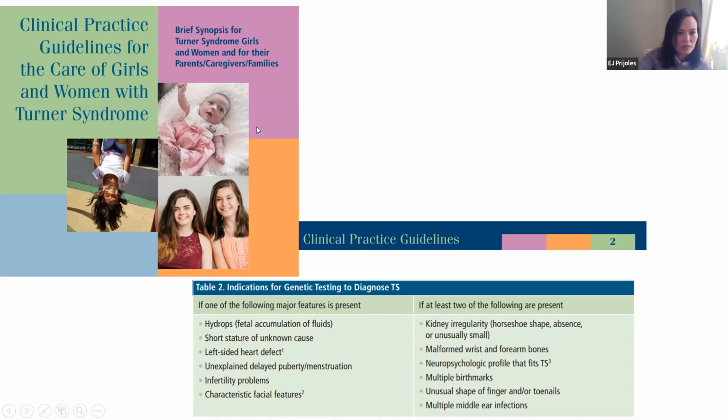And I just wanted to show you this slide, particularly because there are clinical practice guidelines for the care of girls and women with Turner syndrome. And it's a helpful resource for families as well as clinicians that goes over a lot of the health surveillance guidelines and recommendations for treatments.